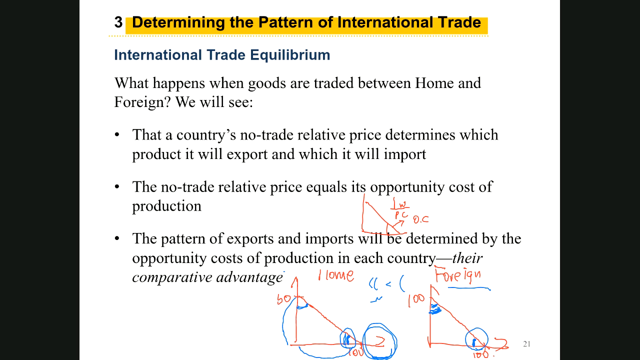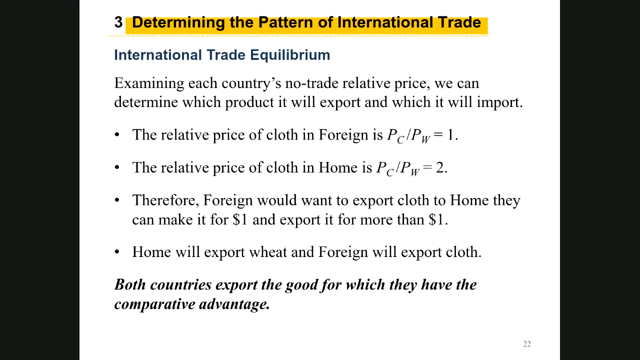The smaller angle is here, so foreign countries should export the vertical axis good, which is clothes, and import the wheat. That's it. Okay, very quickly, move on. Examine each country's no trade relative price. We could determine which product it will export or import.